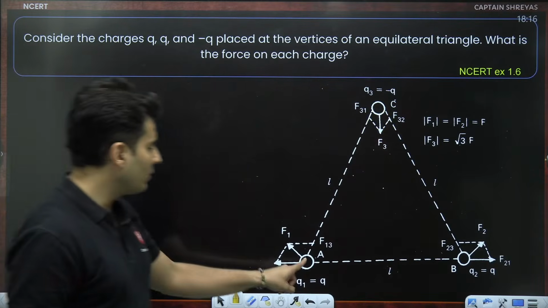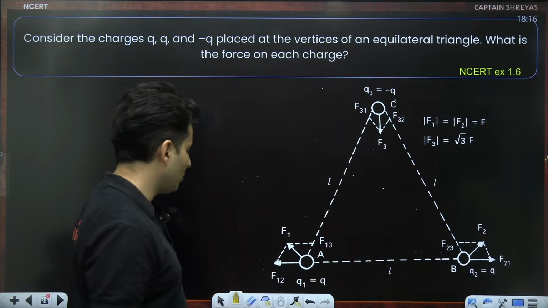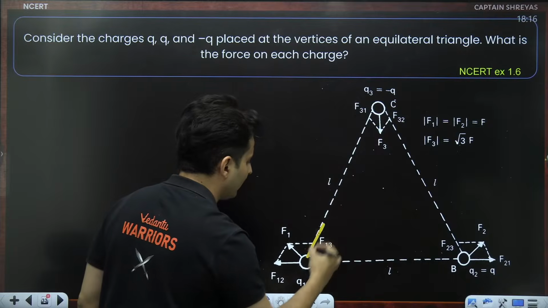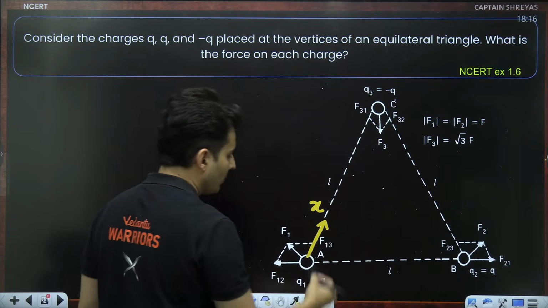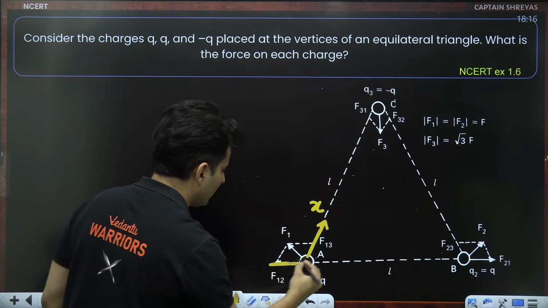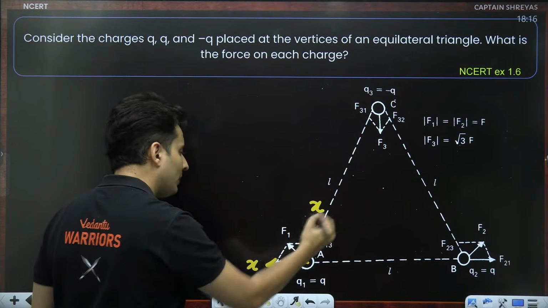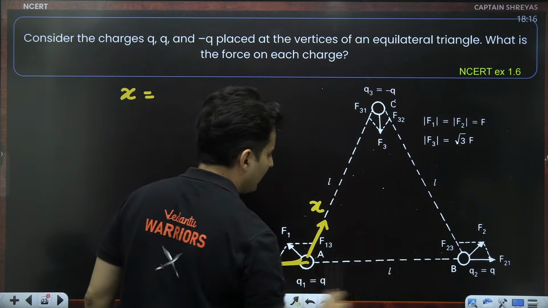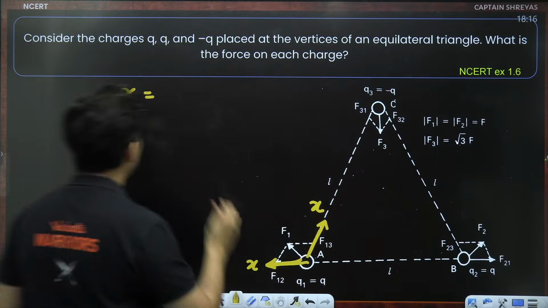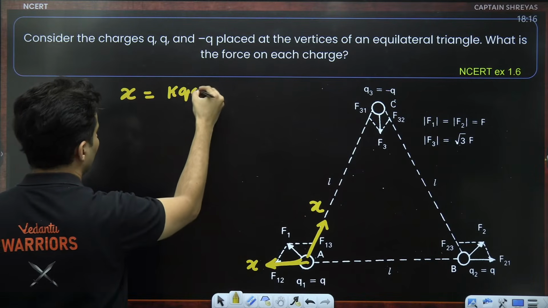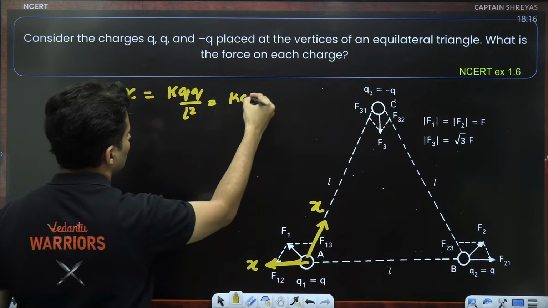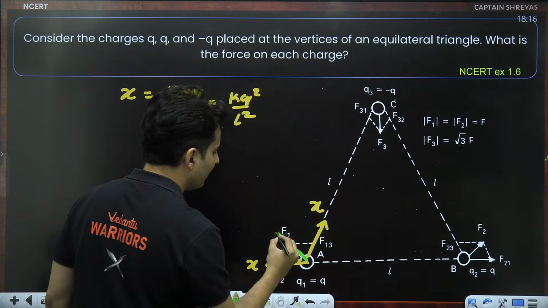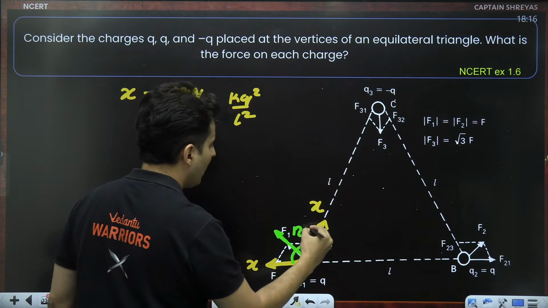Similarly, if I want to find the force on this charge over here, I will look at it like this. This positive and this negative will definitely attract each other with an amount X. Positive and positive will repel, so the repulsive force will be here. The magnitude will still be X only, because the charge magnitudes are the same and the distances are the same. So X is k q q divided by L square, which is k q square by L square still. The resultant now will be over here, and this angle will be 120.